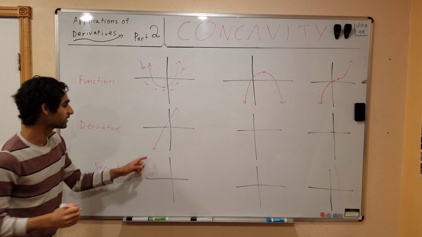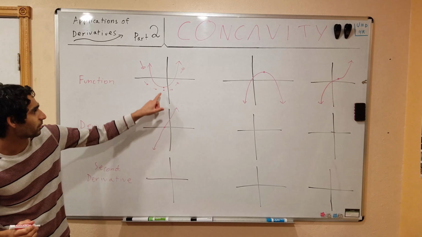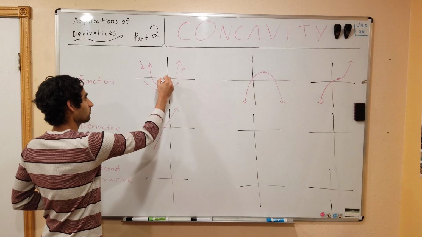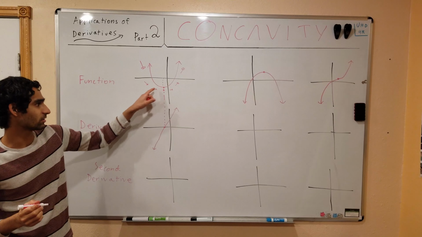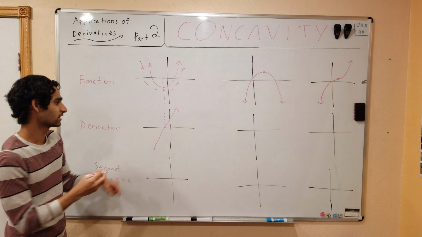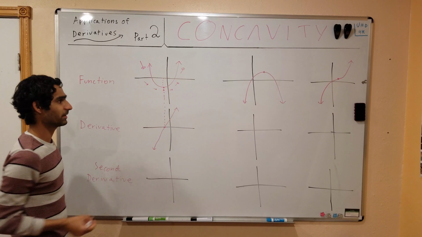You can see initially the derivative is really negative. At this point over here, when x is equal to whatever this is, the derivative is equal to 0. It's when the function is completely flat. And after that, the derivative becomes positive.